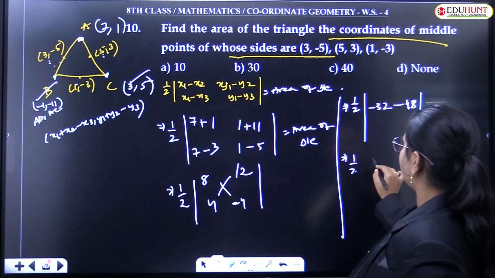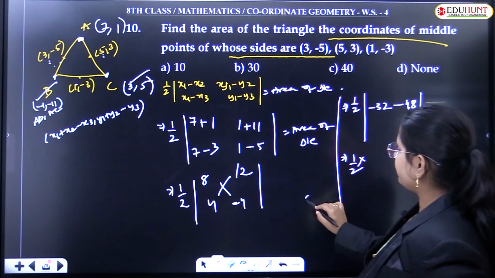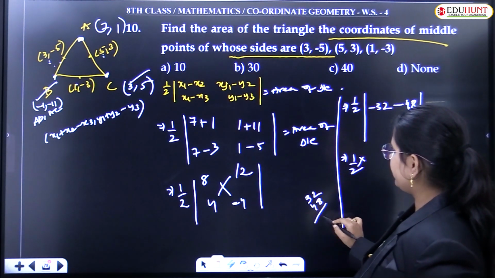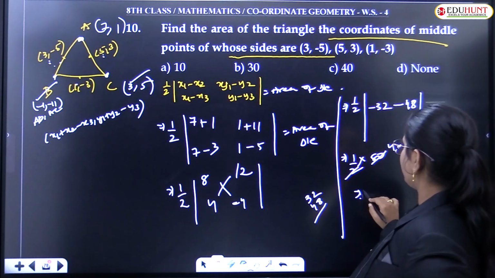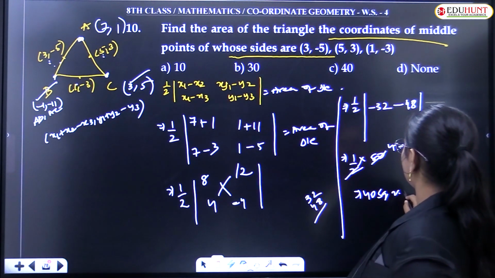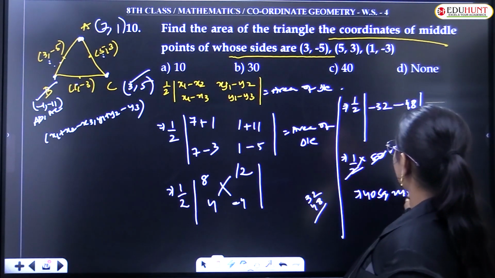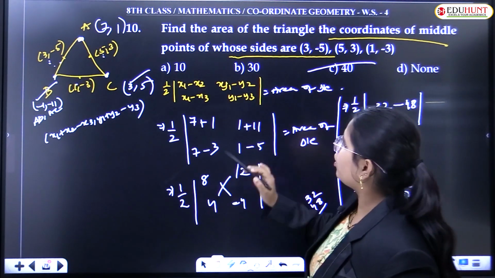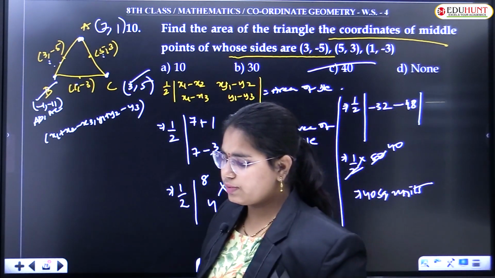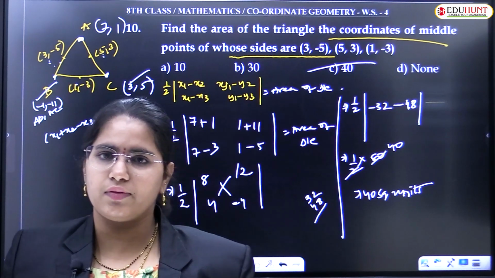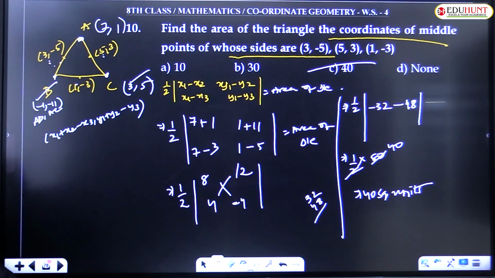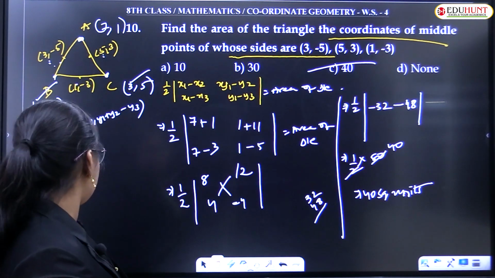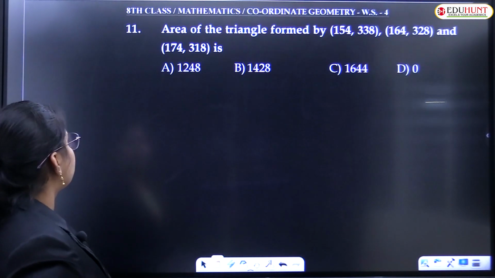So half modulus will be negative 32 plus 48, which is 80. 2 1s to 40s. So what is the answer? 40 square units. So the answer will be option C. Am I clear? Have a glance at the problem so that we can get to the next one. Make it fast. Chalo, we'll be getting back to the next question.